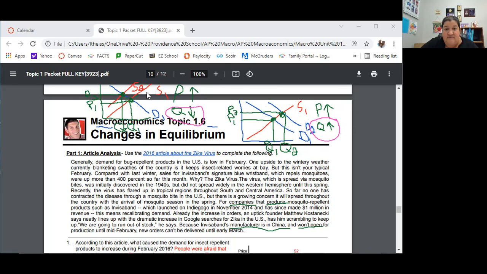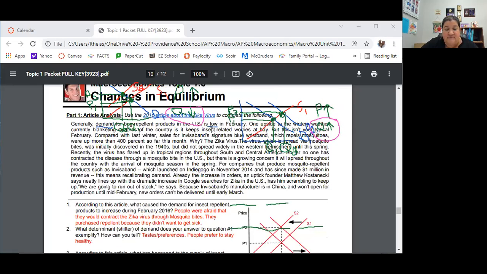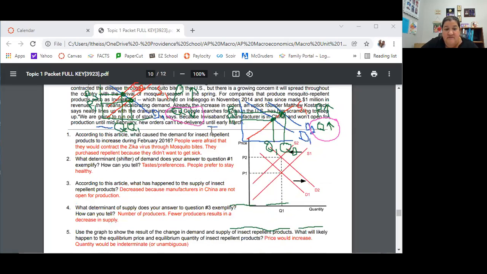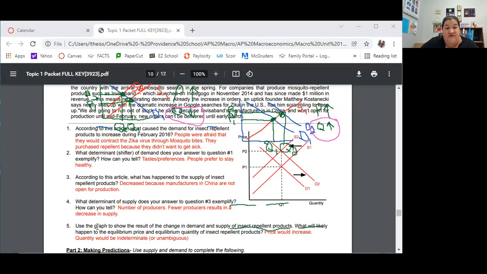Let's see. Oh, that's a mess. So let's look down here. Use the graph to show the results of a change in demand and supply of insect repellent products. What likely will happen to the equilibrium price? Price will increase, quantity will be indeterminate. Does that make sense to you guys? I hope that it does.